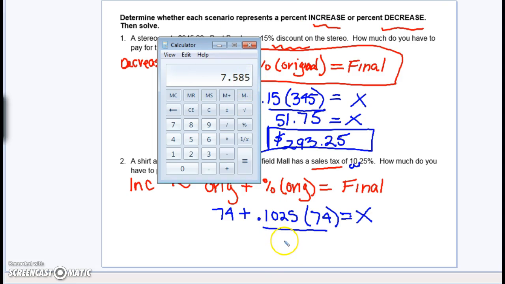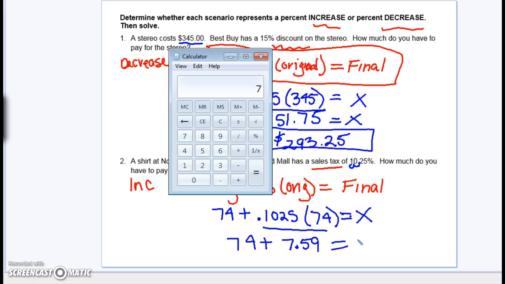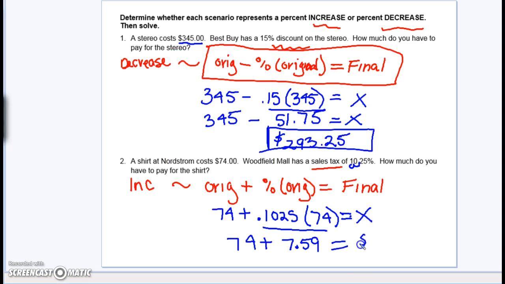So 7.59, I'm going to say. I'm going to round up. So that means I have to add $7.59 to the cost of this shirt just because I'm shopping at Woodfield. It's crazy, right? So now I have to add these together. It's an increase. So 74 plus 7.59. I'm really spending $81.59 on this shirt. Okay? So even though the sticker says $74, out the door, I'm really spending $81.59.